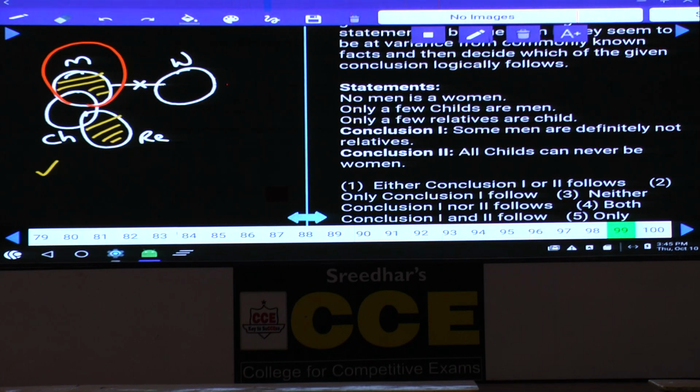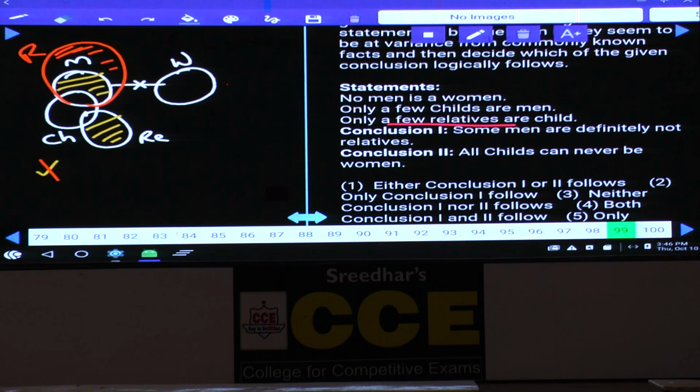If we draw relatives like this, here is the statement, only few relatives are child. Is it valid or invalid? Only few relatives are child means some of the relatives are not child. Now also we have the case wherein some of the relatives are child. Only some are there, not all. Then hence it is valid here. As it is valid, alternate diagram proven, previous conclusion will be false.